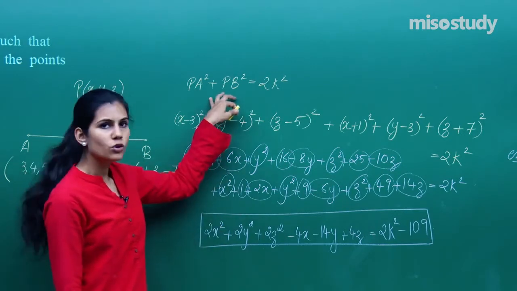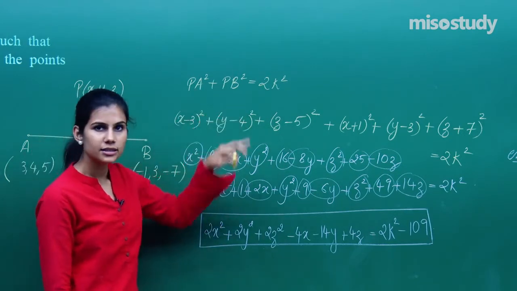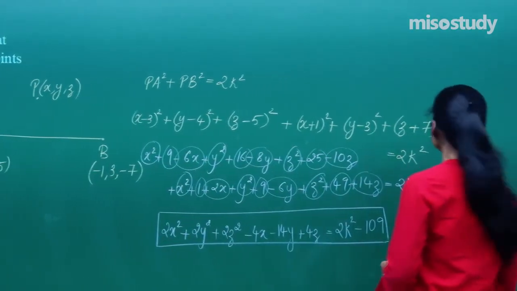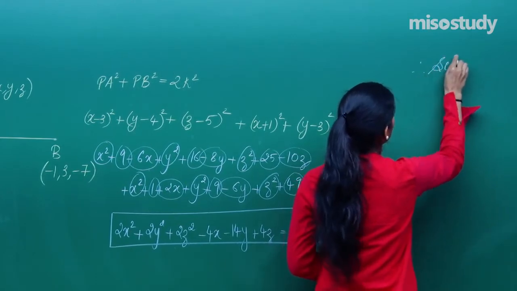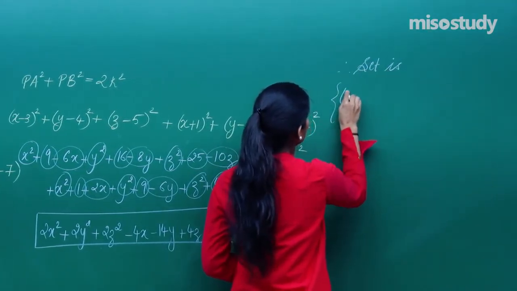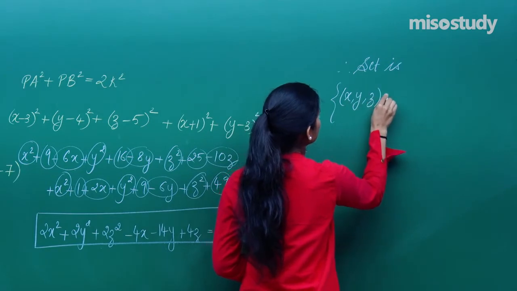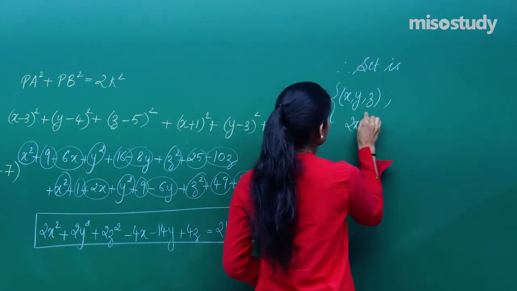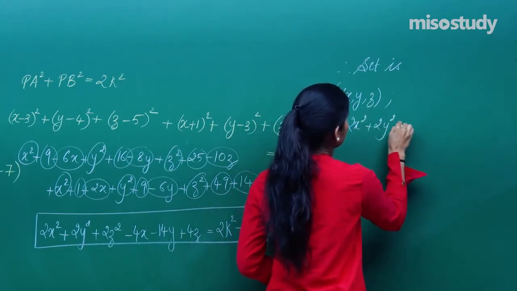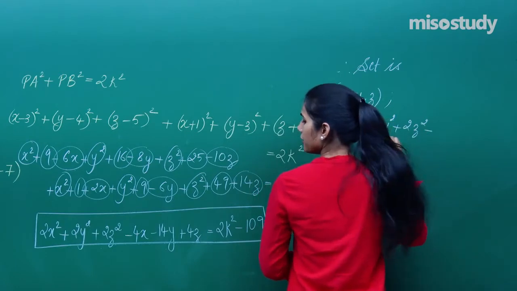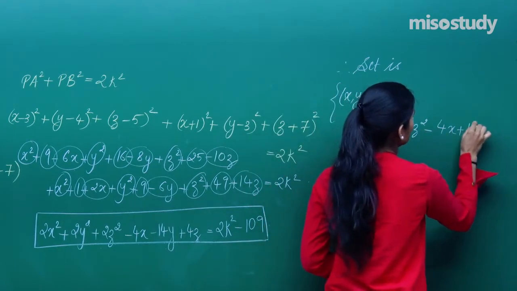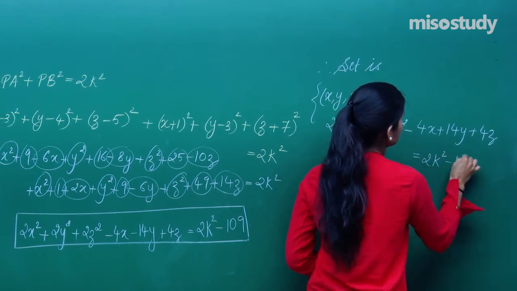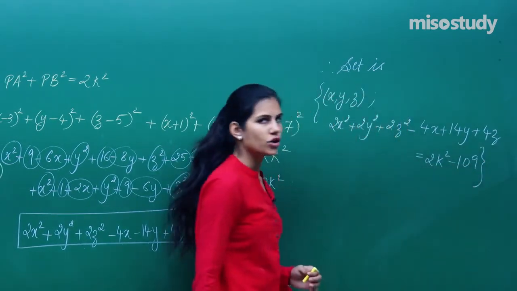So what is the set of all those ordered triplets which satisfy this? The required set is the set of all those ordered triplets which satisfy this equation, such that 2x square plus 2y square plus 2z square minus 4x plus 14y plus 4z is equal to 2k square minus 109 for some fixed constant k.